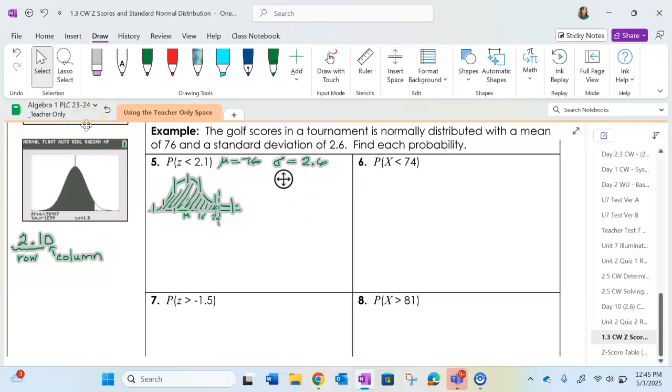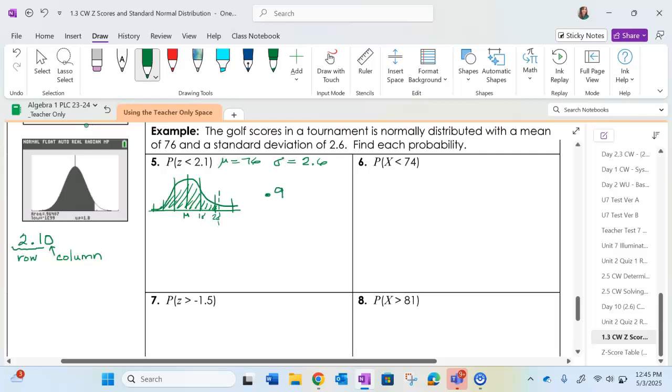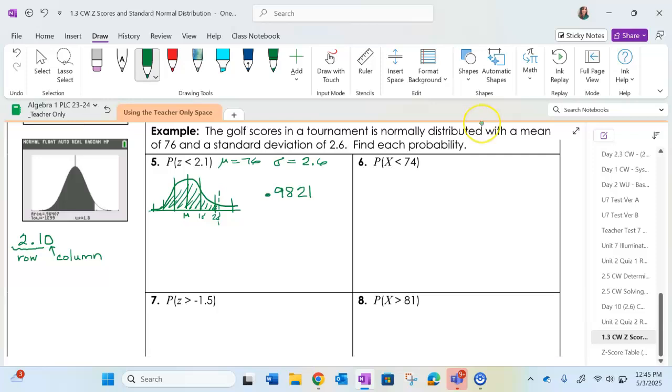All right, so I'm going to go back to this, see if it can come up. So the number I am looking for is 0.9821. Now, when I'm trying to find probability, I need a percent, okay? Which means to go from this to a percent, I am going to multiply this by 100. So my answer is 98.21%.